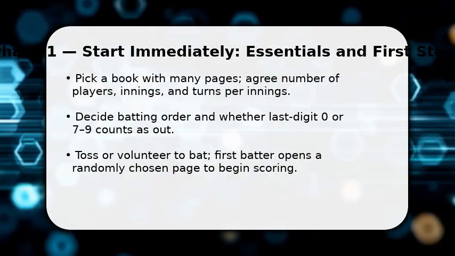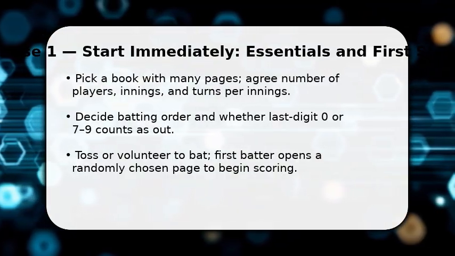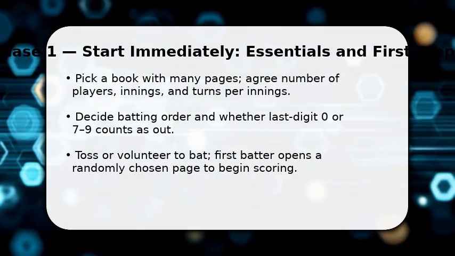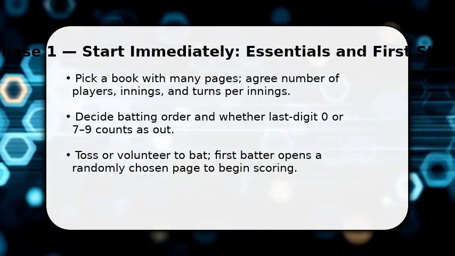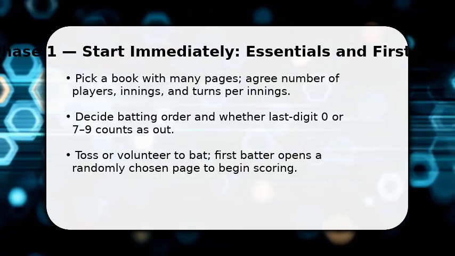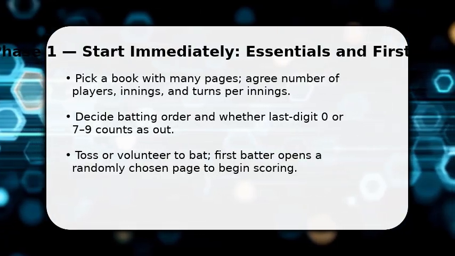You have the book and players. Now start. First, agree the rule. Last digit 0 or 7-9 equals out. Digits 1-6 score runs as shown. Choose batting order, decide how many turns or pages per innings, and perform a quick toss to pick who bats.